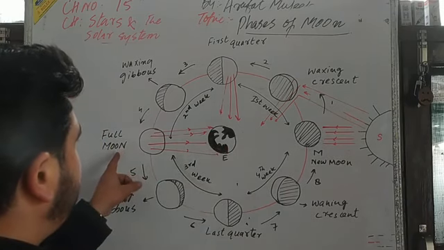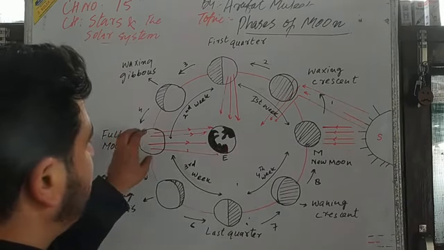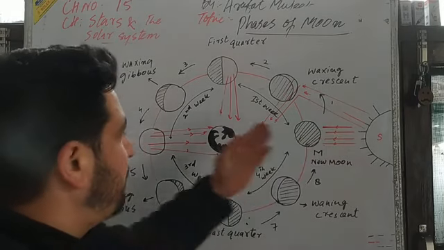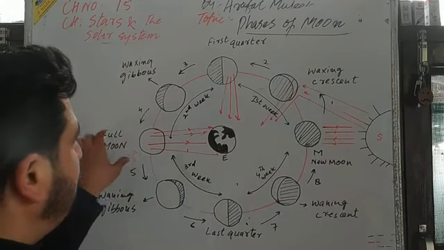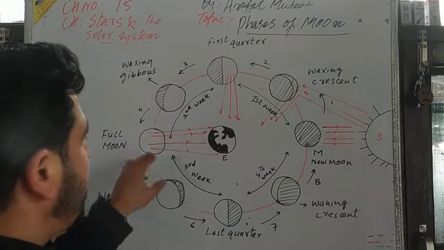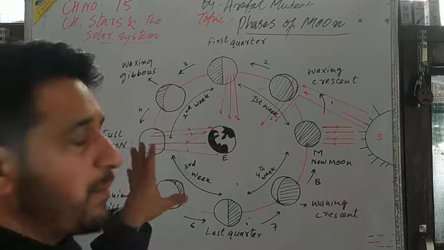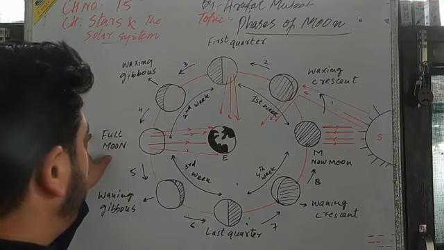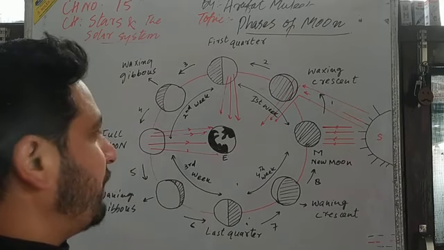There is the appearance of full moon. All the light rays after sunlight falls on the moon, and all those light rays reflect on the surface of the earth, then it appears in a full face. So the full moon you get here on the 15th day.